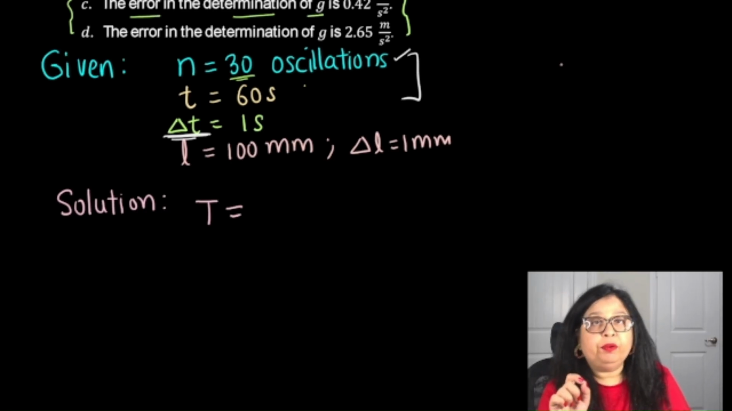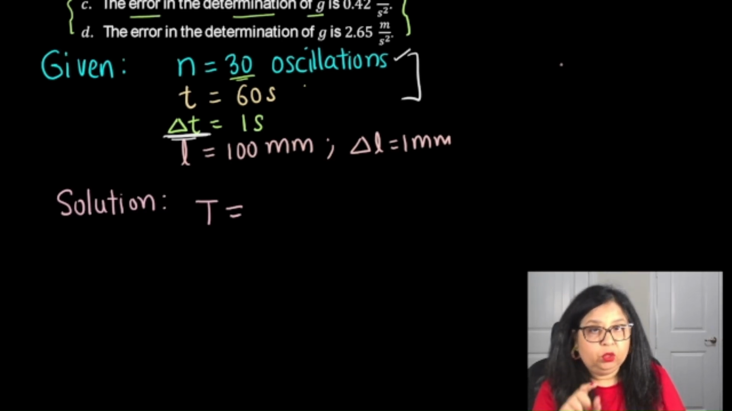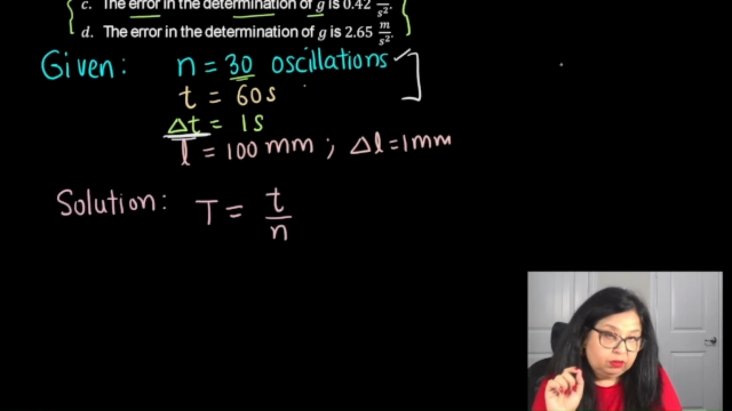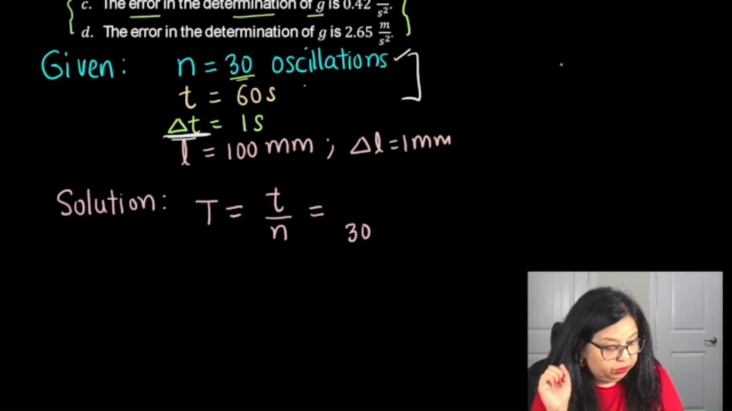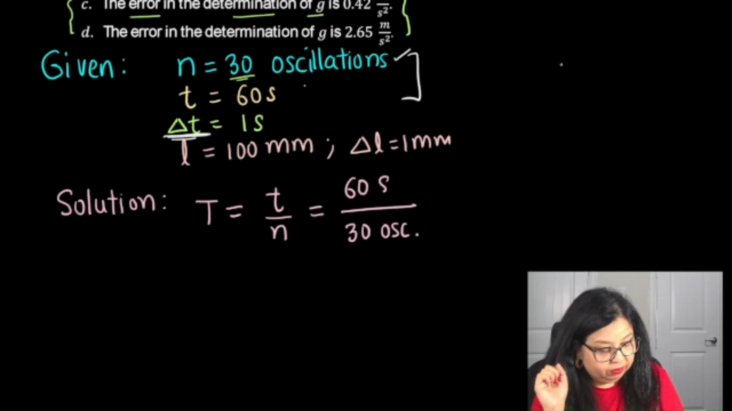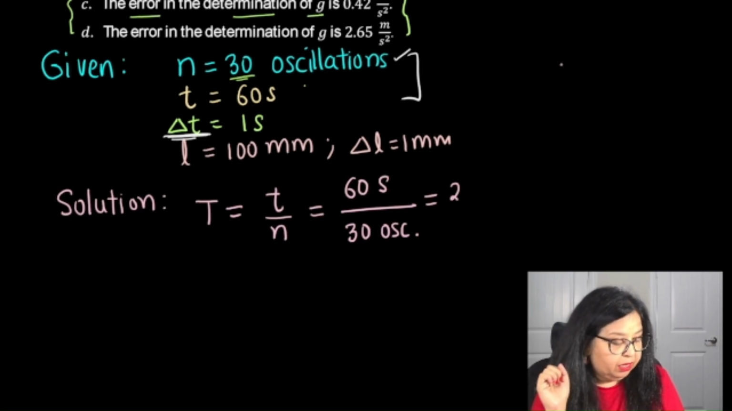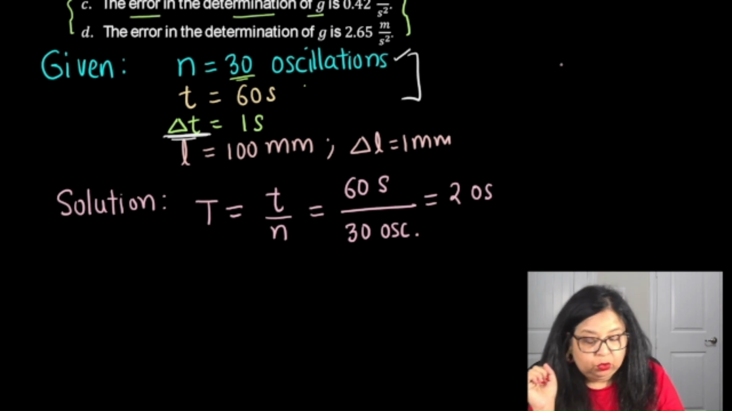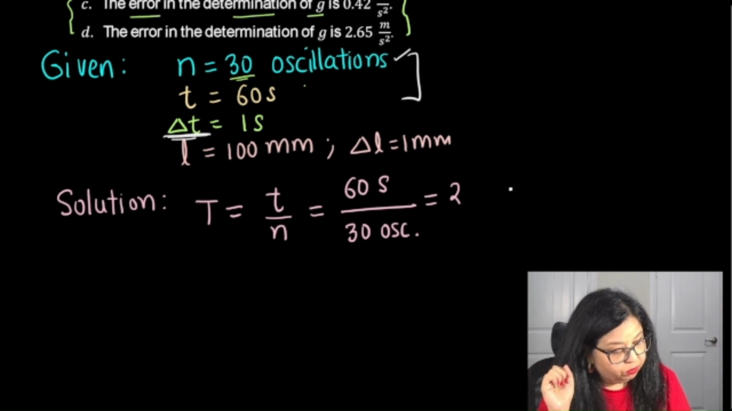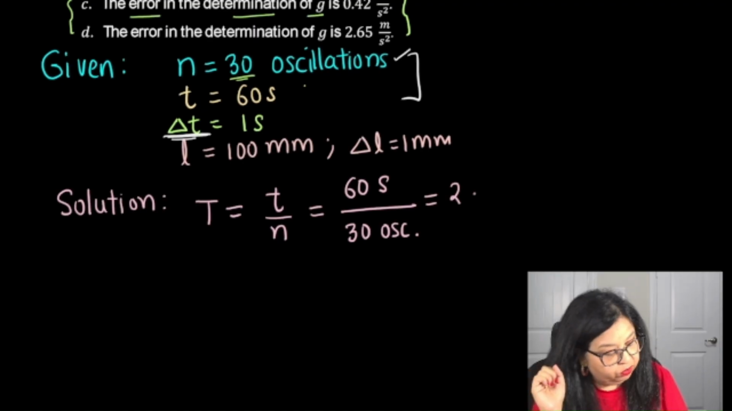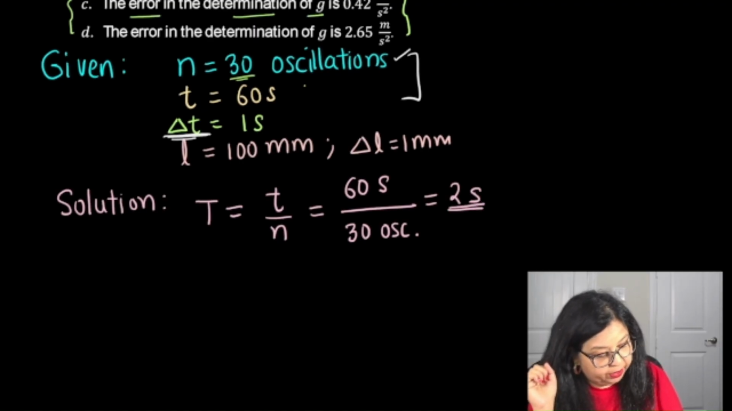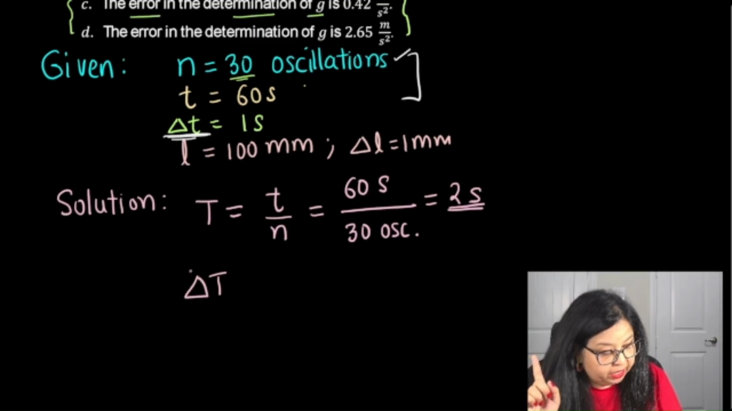Uppercase T is the time period to make one oscillation. So that should be equal to time taken to make n number of oscillations divided by n. In this case, to make 30 oscillations, OSC dot is oscillations, time taken is 60 seconds. So that means time taken for one oscillation is 2 seconds, not 2 oscillations. 2 seconds over here. So that's our time period. But not just that, we also need to figure out delta uppercase T.